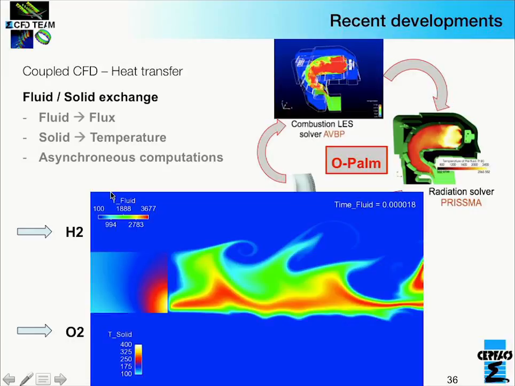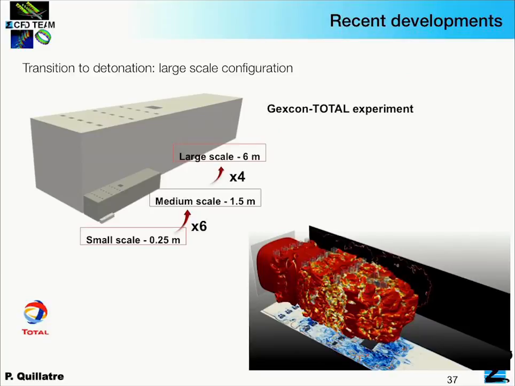Finally, another example of what we are developing now is going to large scale configurations. This is a topic linked to the transition to detonation, where we had the chance, thanks to the support of Total, to compute experiments of different sizes, from very small to very large, and see the impact of this change of length. Typically in aeronautical burners we are more in this range.